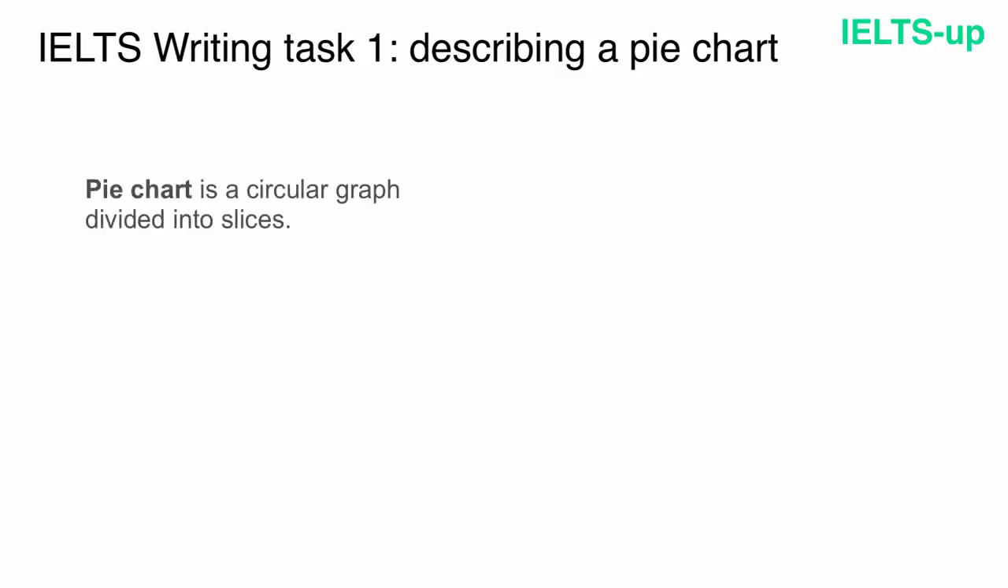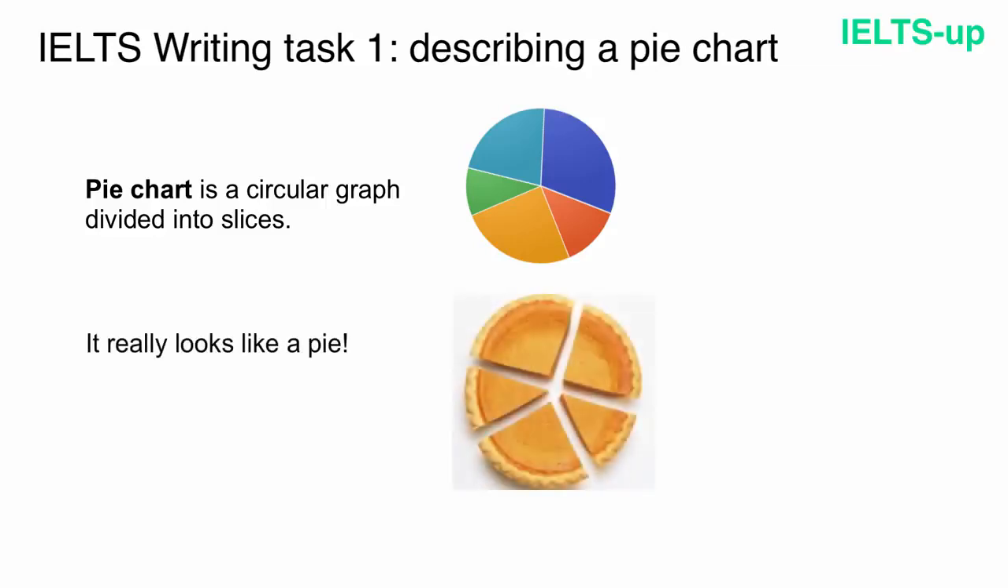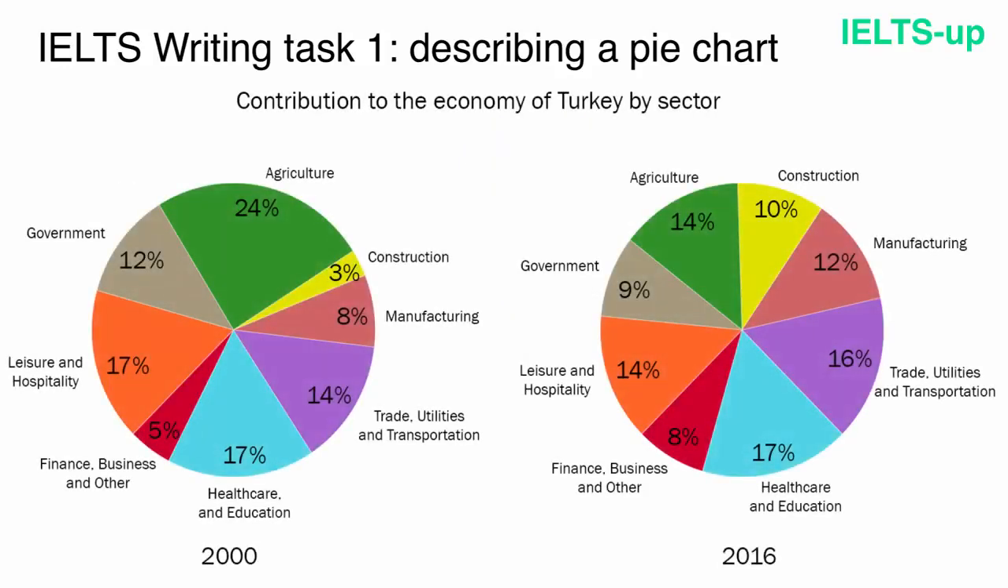As you know, a pie chart is a circular graph divided into slices. Well, it really looks like a pie, so that's where its name came from. Now let's return to our chart. What we can see, the name of our chart is Contribution to the Economy of Turkey by Sector. We have two pie charts. The first one corresponds to the year 2000, and the second one corresponds to the year 2016.